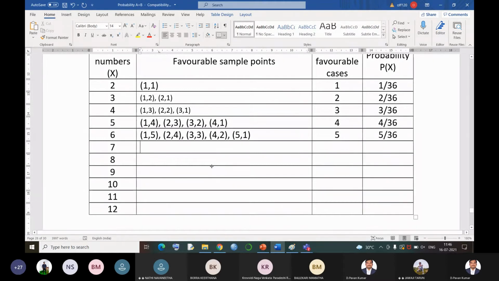Next one is the probability of getting sum 7. What are the combinations we have? 1 comma 6, 2 comma 5, 3 comma 4, 4 comma 3, next 5 comma 2, and the next one is 6 comma 1. So here we have 6 outcomes, 6 favorable number of cases. So the probability is 6 by 36.